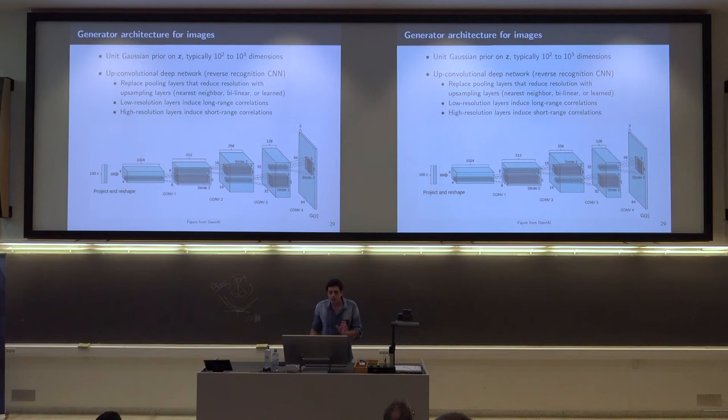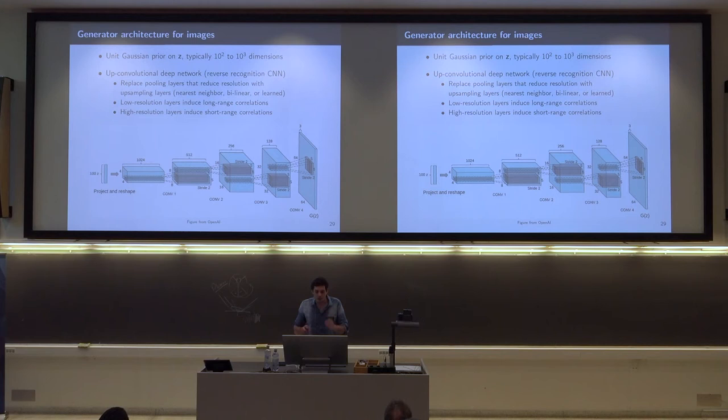The low resolution layers, the first ones in the network, are going to be used to induce long-range correlations between the pixels. So, if you're generating a car, you need the top left corner of the car and the bottom right corner to be maybe of the same color, and that's going to happen early in the network. Whereas later layers in the network will be able to induce short-range correlations. So they will be dedicated to things like patterns and textures.